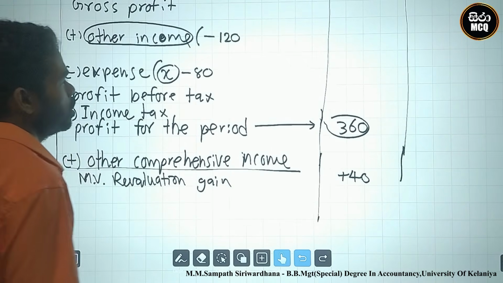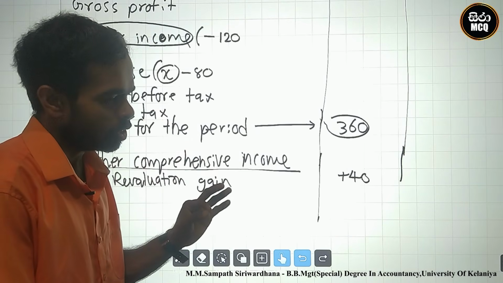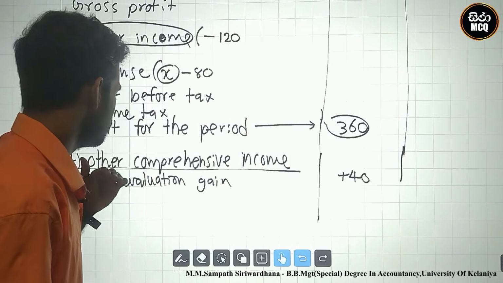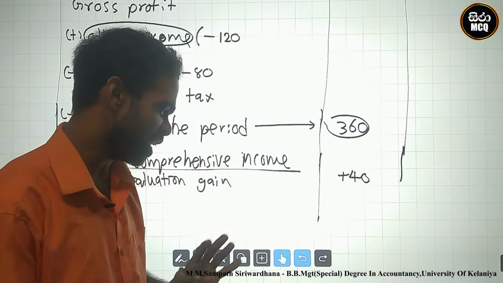80. These are the locations. Expense means other expense, no? This is the deduction of 80 in this area. The other comprehensive income should be identified. Revaluation gain 40. This is the final location.